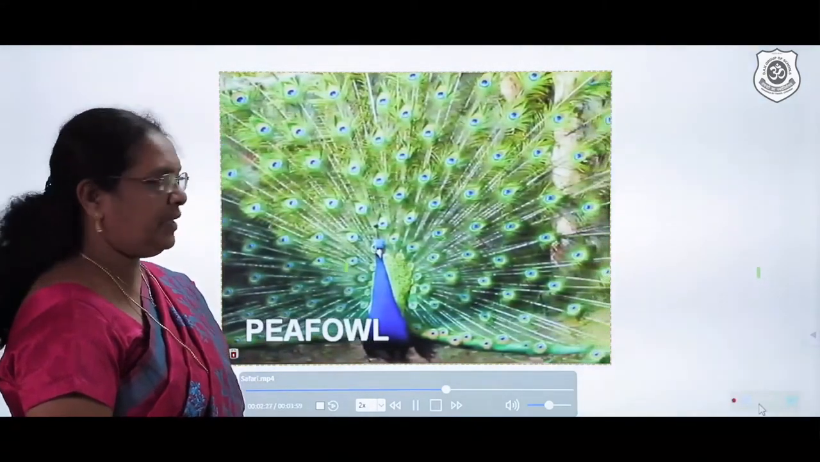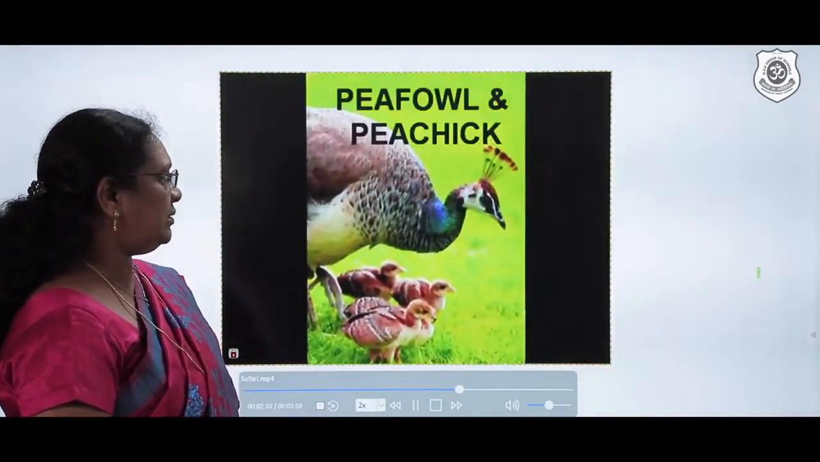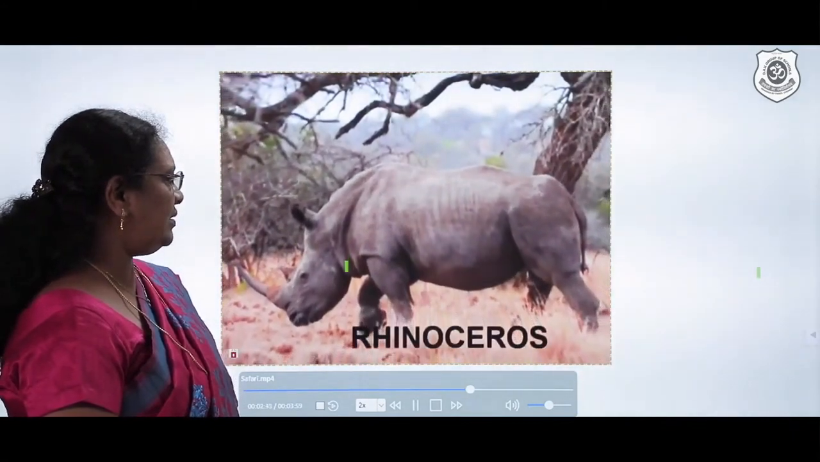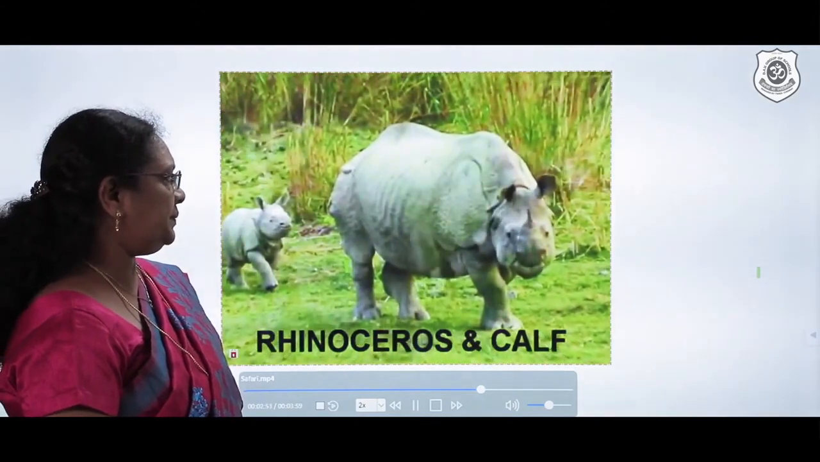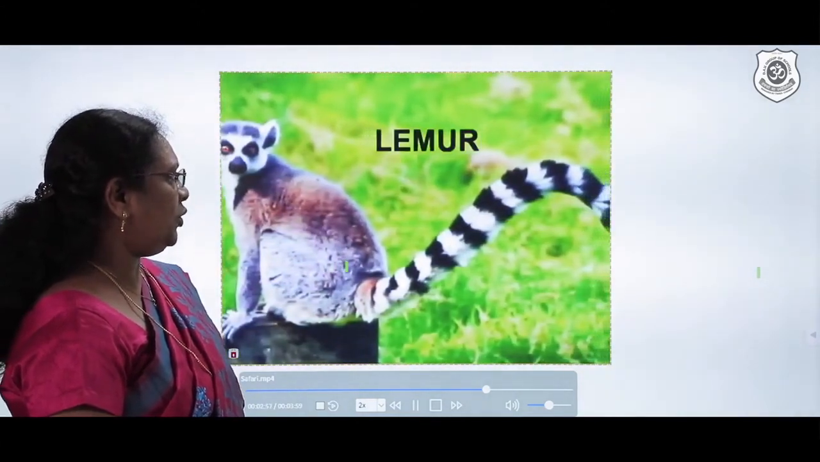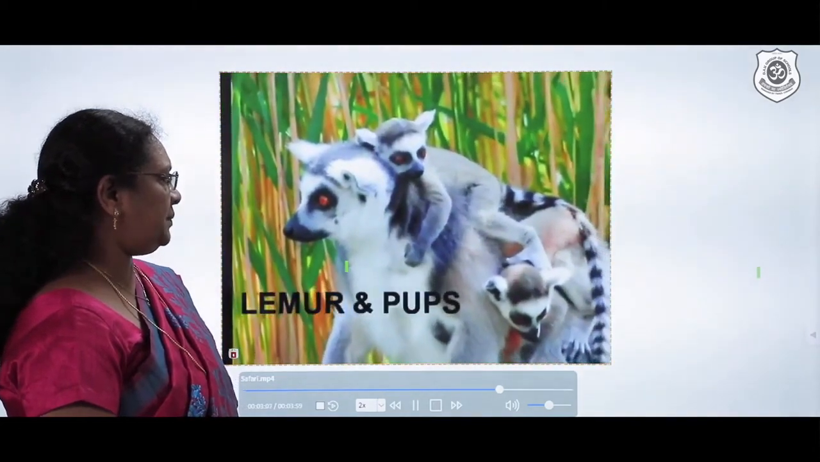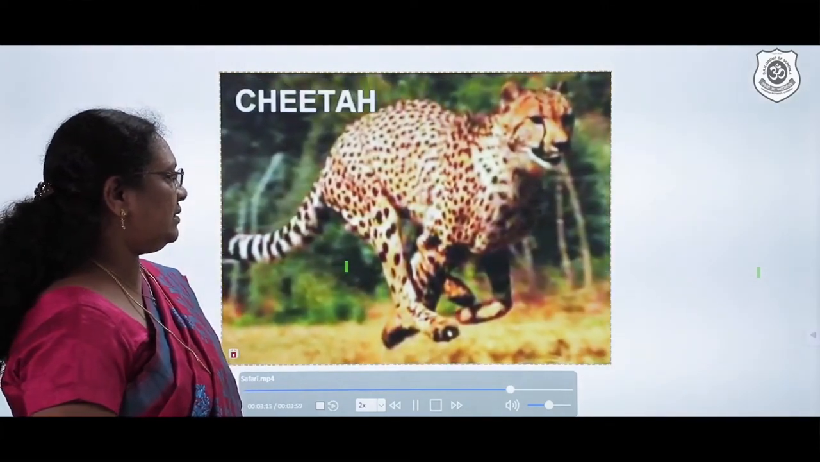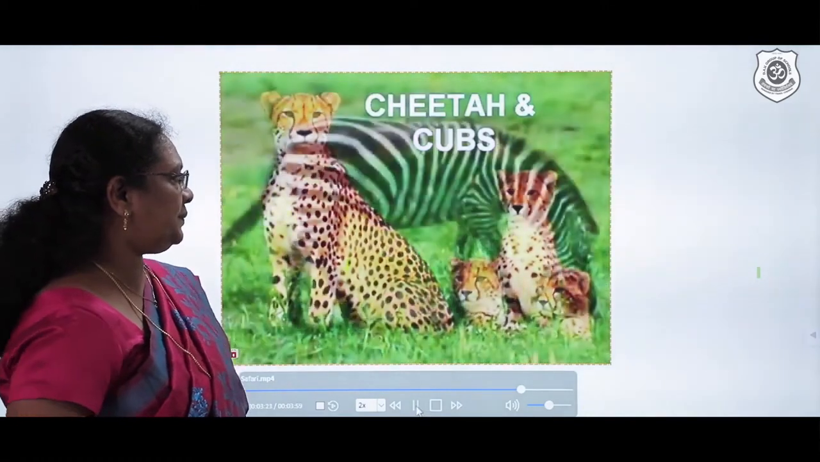We also see the peafowl with a pea chick, rhinoceros and its calf, lemur and its pups, cheetah and its cubs.